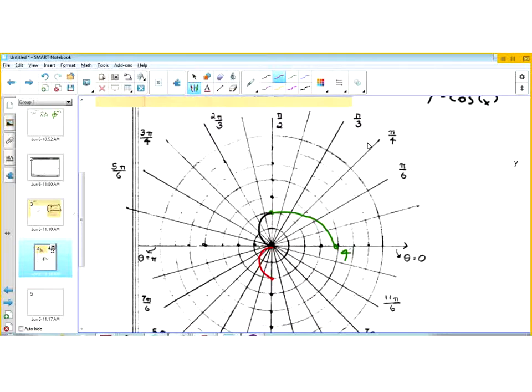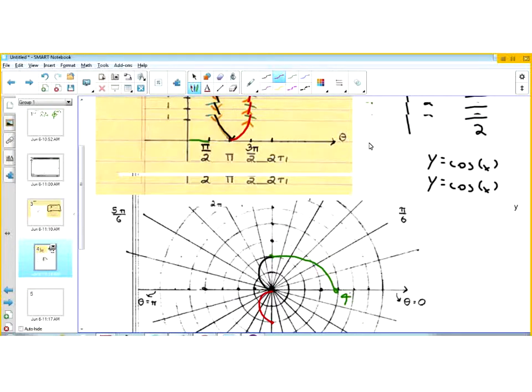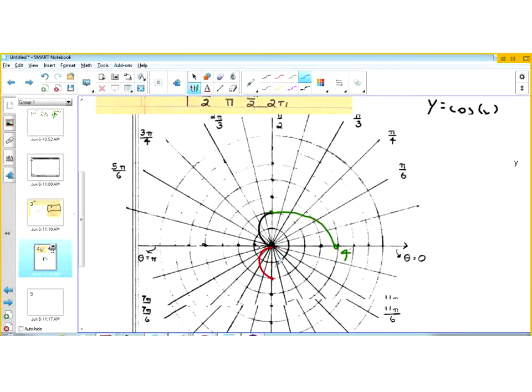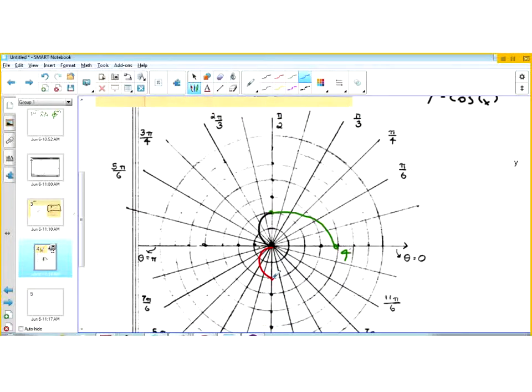Then from 3 pi over 2 to 2 pi, we range from 2 to 4. That would be the blue arc. Mimicking this shape will produce that shape in the polar plane. We connect the final two dots, and there's your graph. This is called a cardioid because you can tell by the shape.